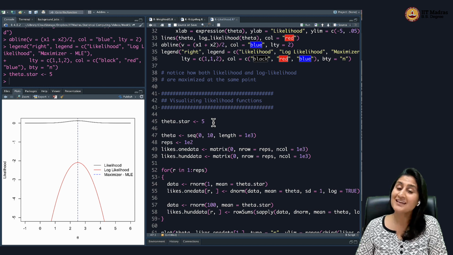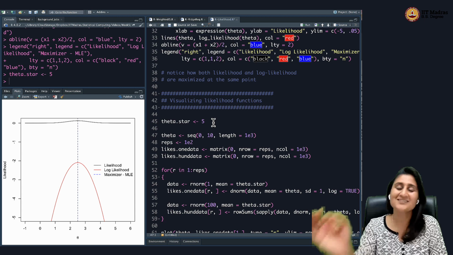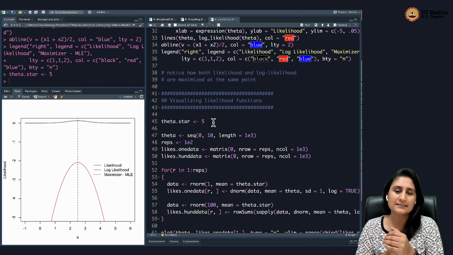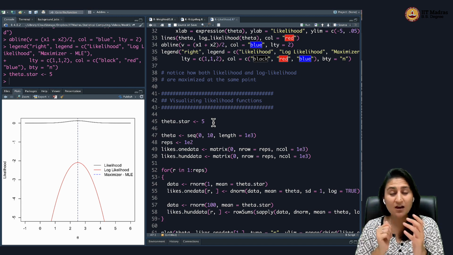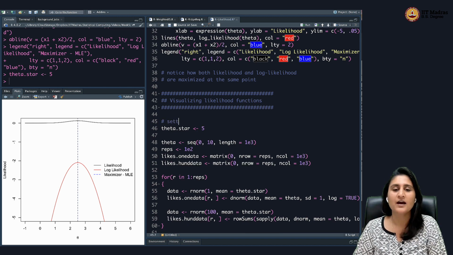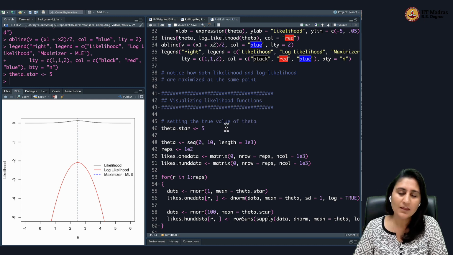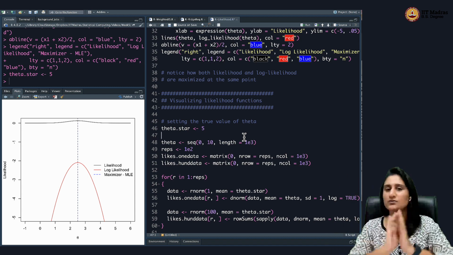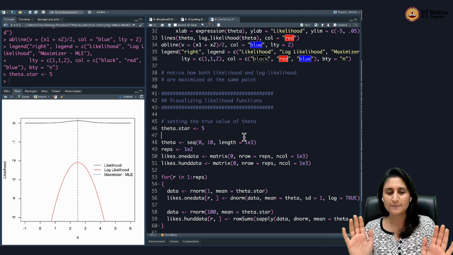Now, in a real life situation, we don't know the actual values of the parameters that generate our data, which is why we do estimation and statistics. However, because we're on the computer, we can do this. So I'm going to set theta star, the true value of theta. And then once I've set it, I will forget that I know what the true value of theta is. I'm not going to remember it.